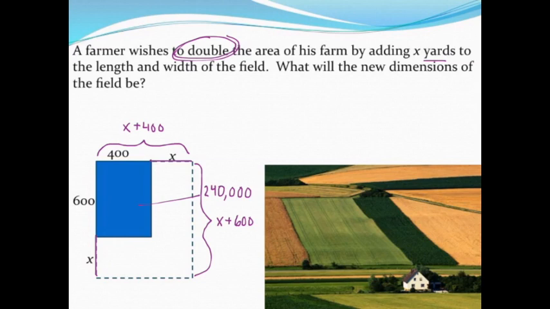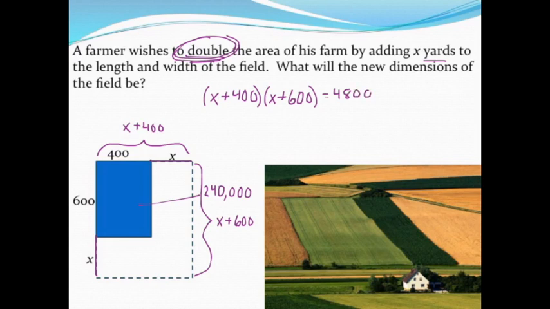So let's go ahead and set up the equation now, and then we'll switch over to the graphing calculator. So I've got a length of x plus 400, and we know the area is length times width for a rectangle, and then the width or height is going to be x plus 600, and I want that to be equal to not 240,000, but remember we said we wanted to double our area. So if our area currently is 240,000, I want to double that to 480,000.